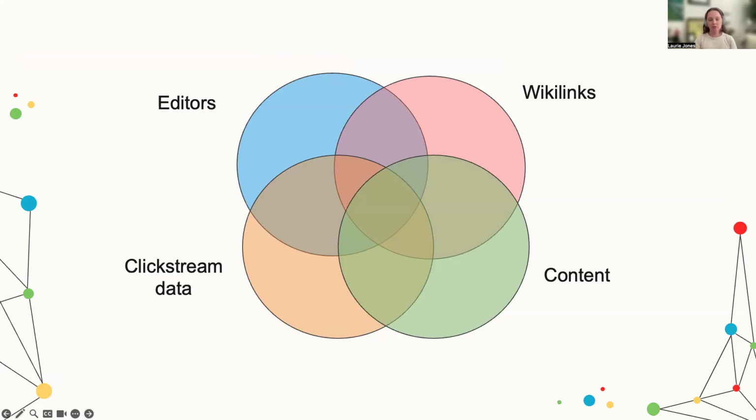Traditionally, article similarity is done through looking at content and structure, which is incredibly valuable. But there's a lot of other data sources that are currently underutilized, such as the blue links, shared editors, and clickstream data. And then I propose that at the intersection of all of these is what I'm defining as the article's ecosystem.